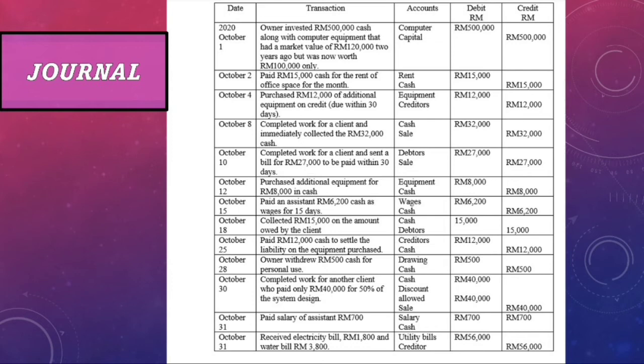October 10, account debtor, sale 27,000, complete work for a client. October 12, account equipment, cash 8,000, purchase additional equipment. October 15, account wages, cash 6,200 for assistant wage for 50 days.